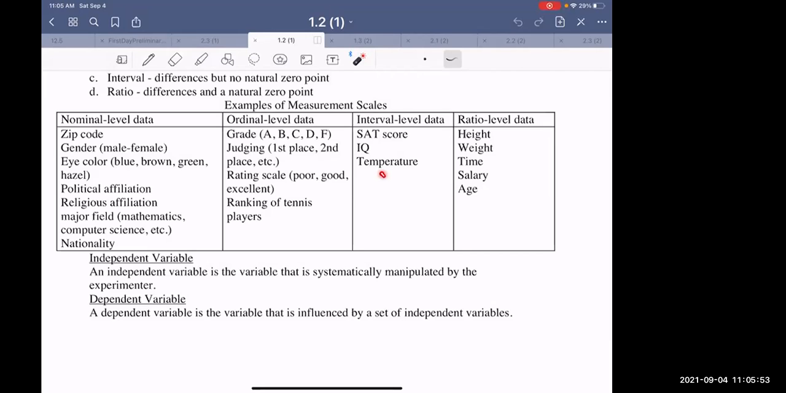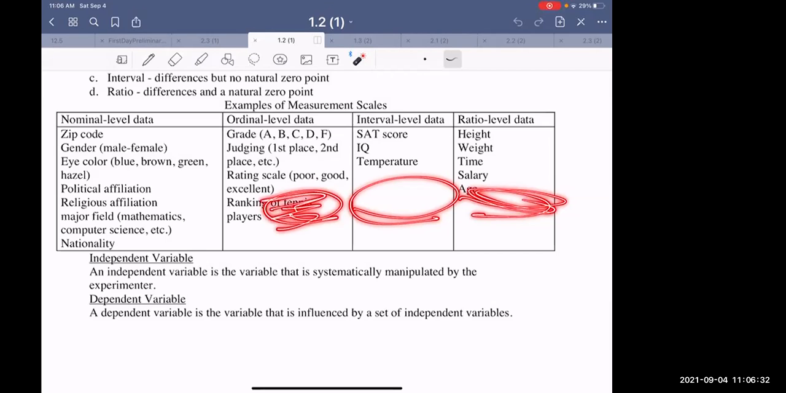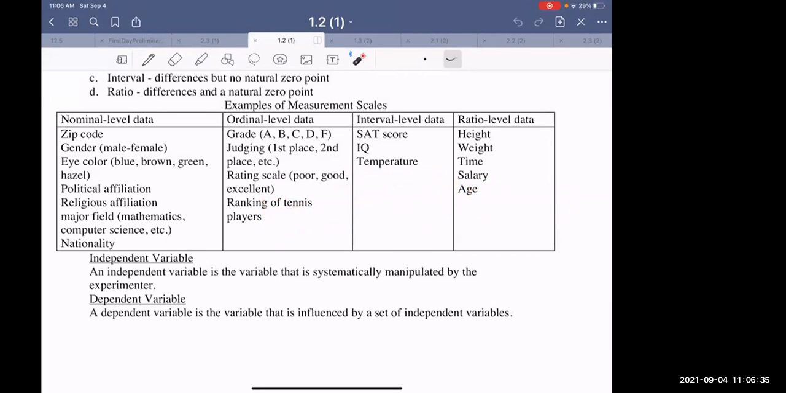Notice 100 was arbitrarily chosen, and then 15 was also arbitrarily chosen to give the spread of your data. It's so that most people have IQ scores between 85 and 115. So most people should be in that range. Once you get higher or lower than that, those are the people that are not average. They're either above or below the average.